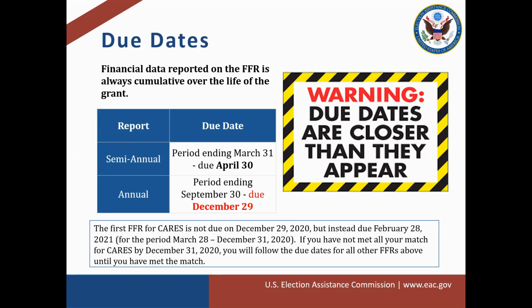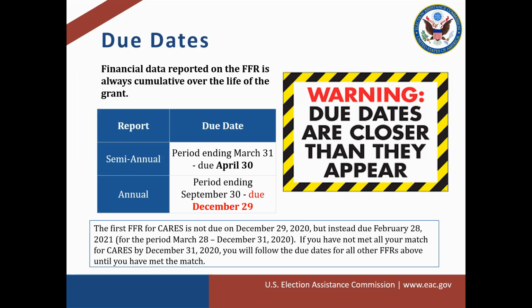In the past, we have also had an informal semi-annual report that is now formalized, and you will be submitting an FFR for the period ending March 31st. And then for a semi-annual, you get 30 days. So 30 days after is April 30th. So you should mark those two dates in your calendar. They will be recurring every year.